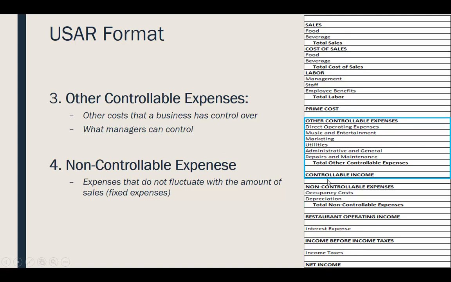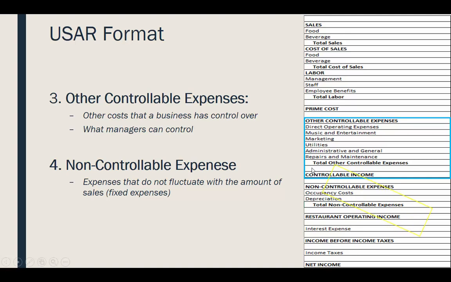You would then have a controllable income line. That would give you your subtotal to know how your controllable income is. So these are all your controllable expenses from your cost of sales, labor, and other controllable expenses. You want to make sure that you're controlling them to the best of your abilities as efficiently as possible to make sure that you're making the most controllable income as you possibly can.